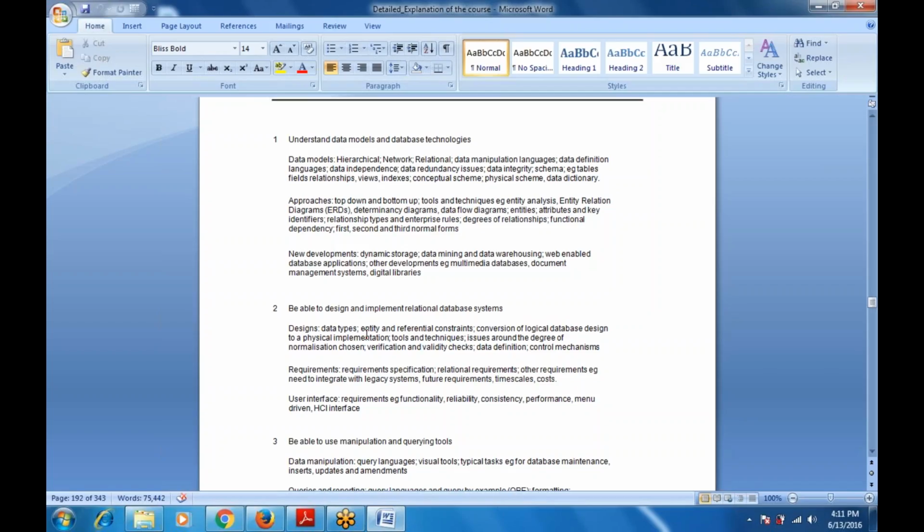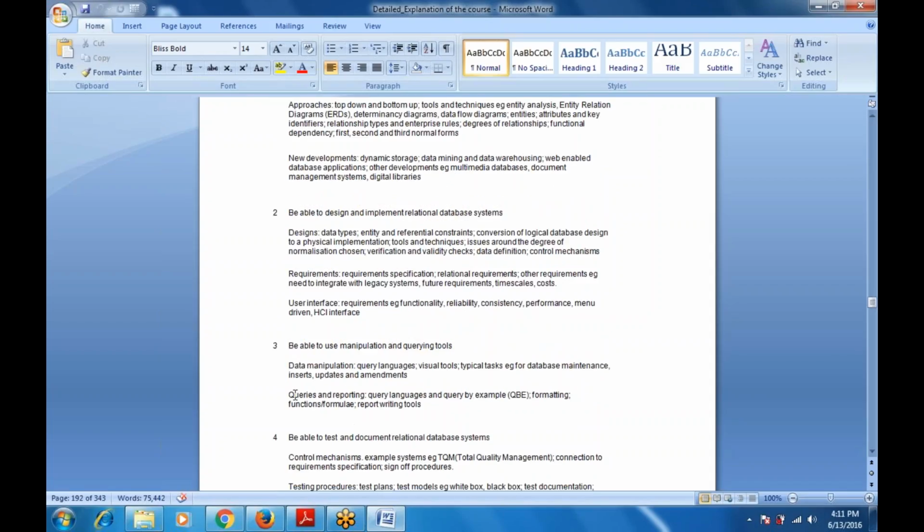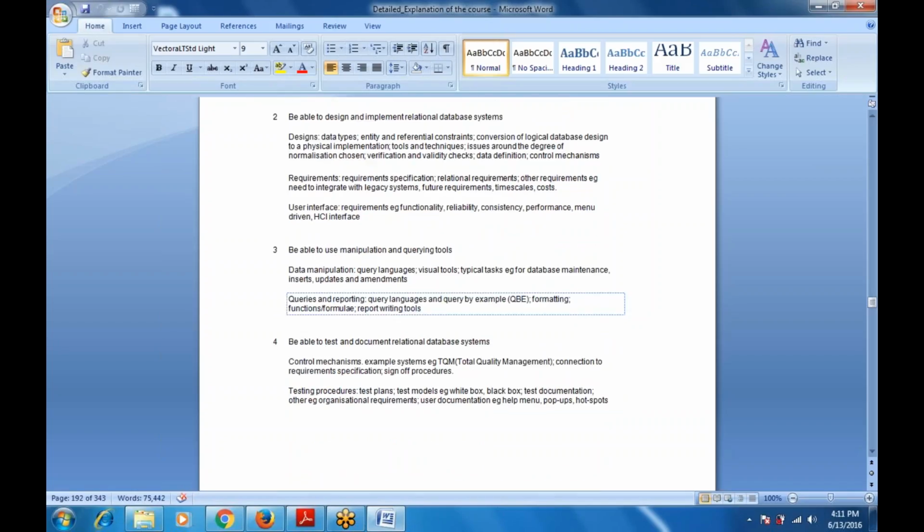And the next, the third part, is being able to use manipulation and query language. That includes data manipulation, that includes visual tools, for example for database maintenance, inserts, updates, and amendments. The next one is queries and reporting, that includes a query language and query by example, that is QBE, formatting, functions, formulas, report writing tools. This is LO3.